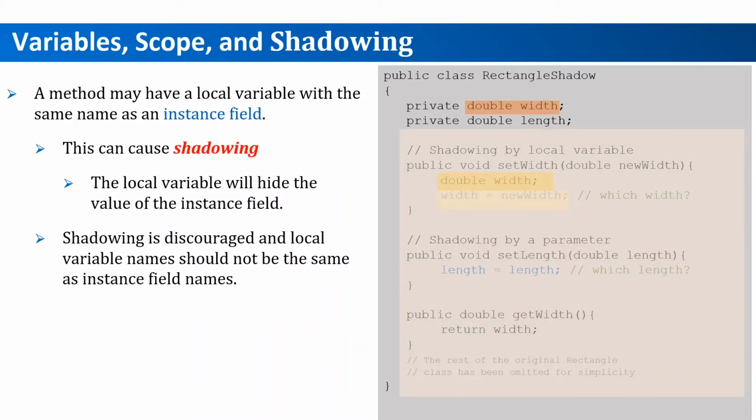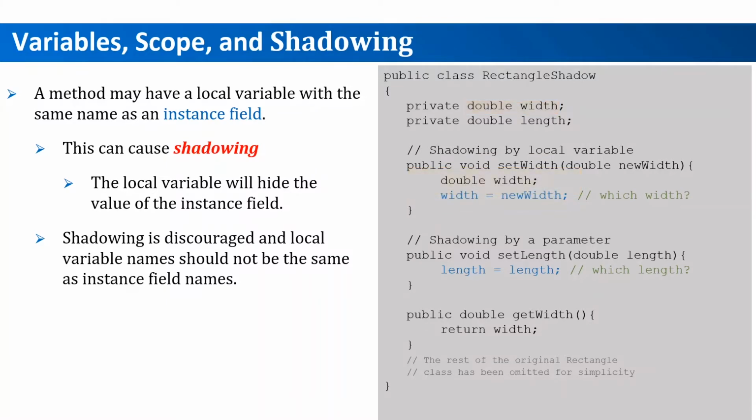Take the setWidth method for example. We define a local variable called width, which matches the name of one of the attributes. Then in the setWidth method, we say that width is equal to newWidth, which is the parameter variable of the method setWidth. Now the question is, which width will be set to the new width? Is it the instance field or the local variable? Java will choose the local variable because it's closer.